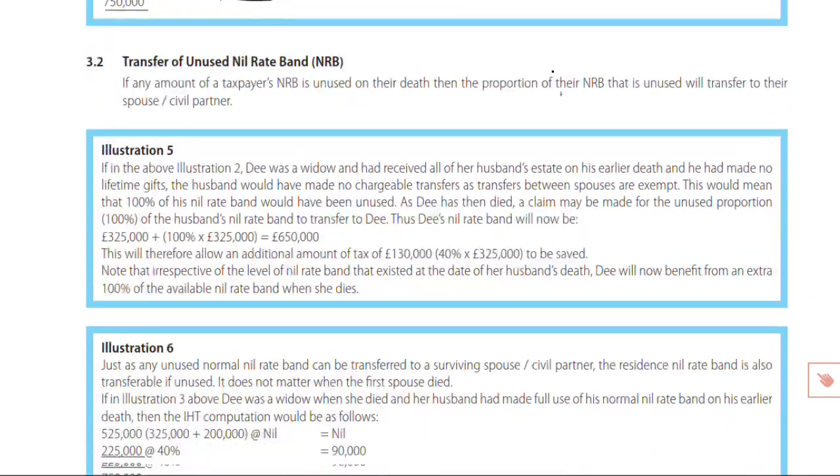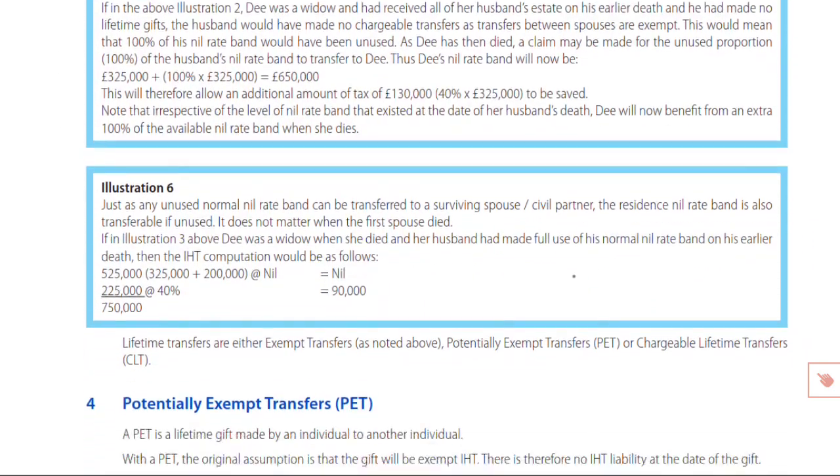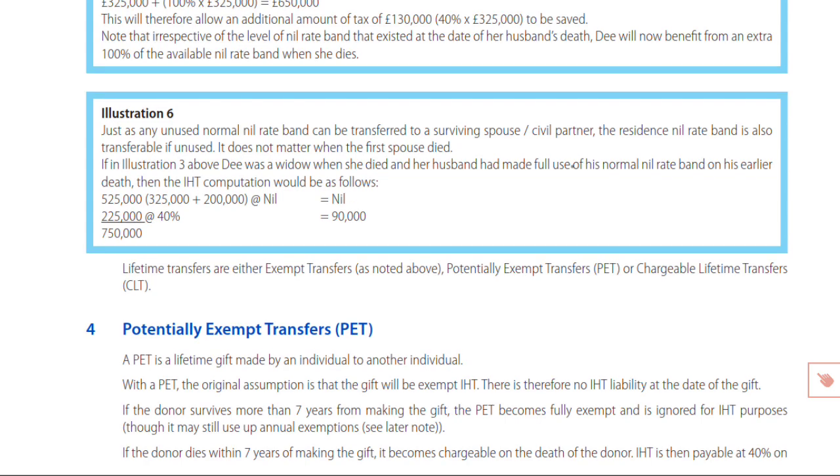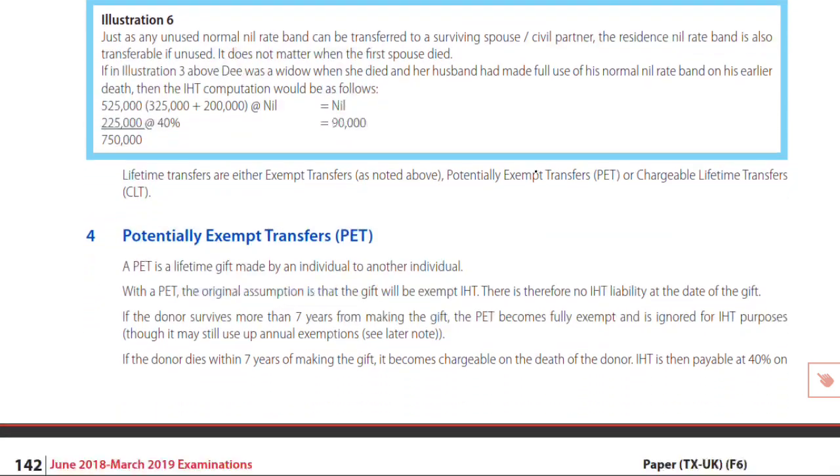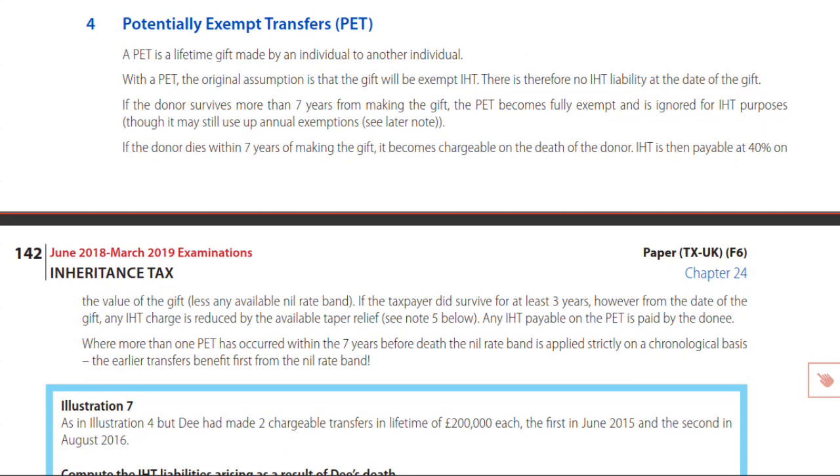So let's just move on to look at a note about these lifetime transfers. We've just been referring to them as lifetime transfers, but the type of transfer we've been talking about, the transfers of value that we've been talking about, the gifts in lifetime, have been these: potentially exempt transfers, which we can abbreviate to the acronym PET.